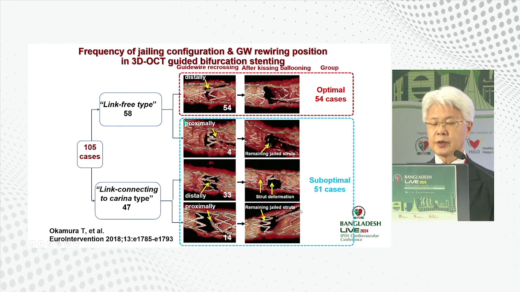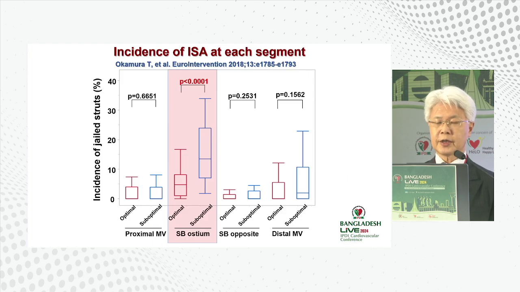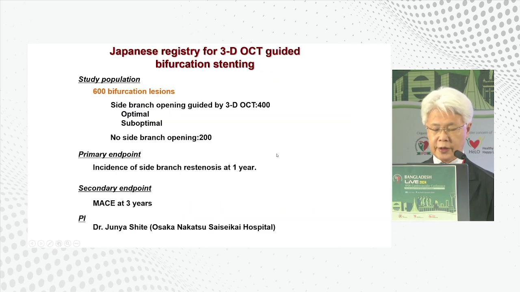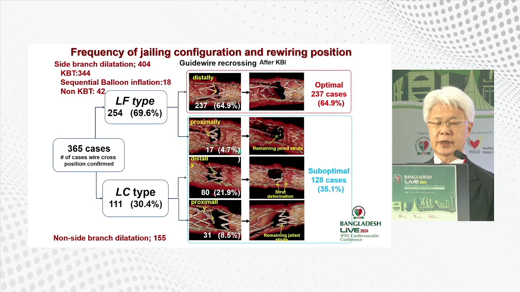At that time you leave it alone without any kissing balloon technique, because if there is a suboptimal result, incomplete stent apposition can be higher, and incidence of stenosis is numerically higher but statistically not significant. Therefore, we did a multi-center randomized study in Japan, and this is the result. If there is link-free, you can obtain the optimal result, but still in the link-connecting type, suboptimal result is 35%.